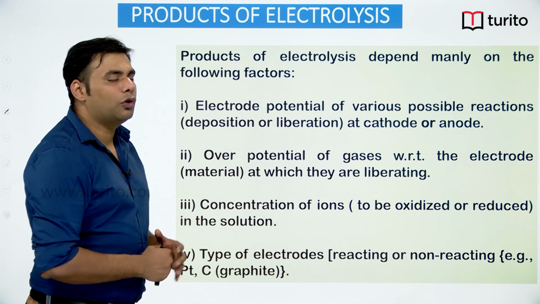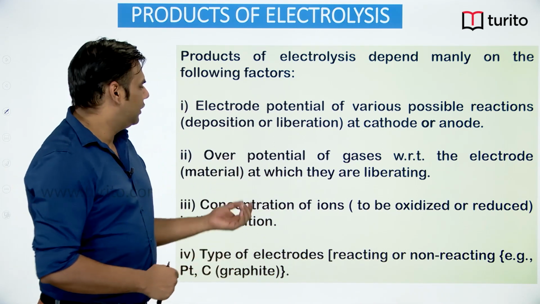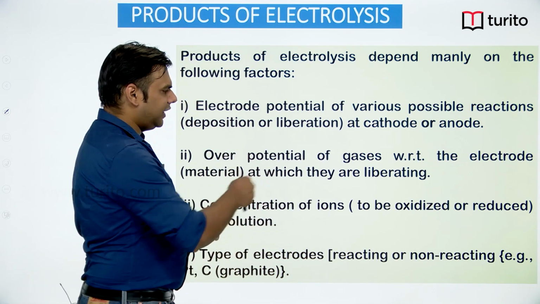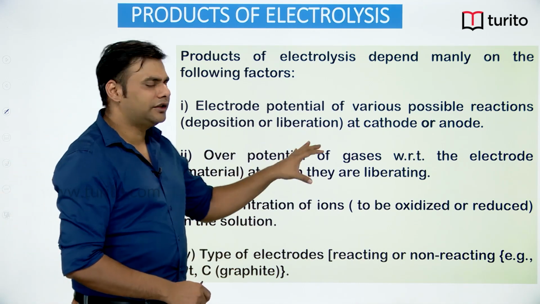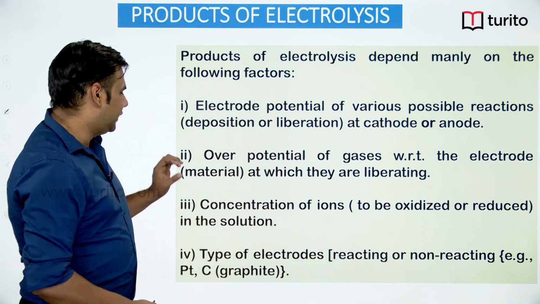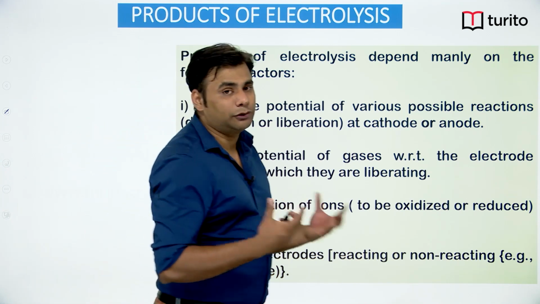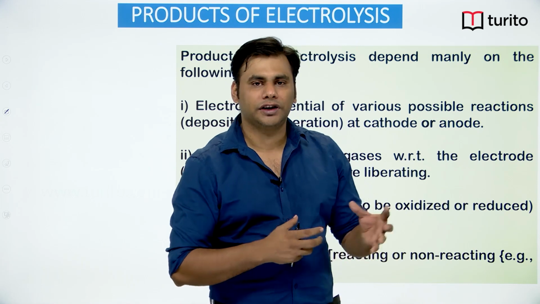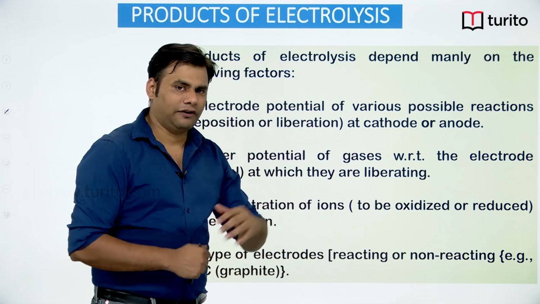The second point is the overpotential of gases with respect to the electrode at which they are liberated. We'll discuss in detail what overpotential is, when we are doing the electrolysis of NaCl. Similarly, the third is the concentration of ions. If the concentration of an ion is more, there is a higher probability of that ion getting reduced because the number of ions has increased drastically. So it depends upon the concentration of the ion as well.